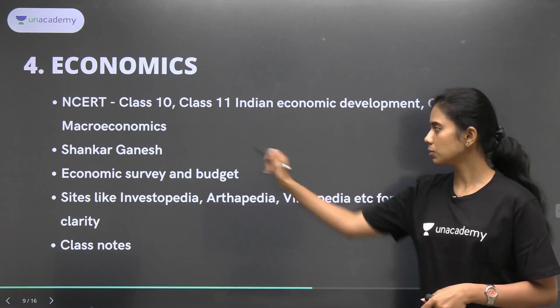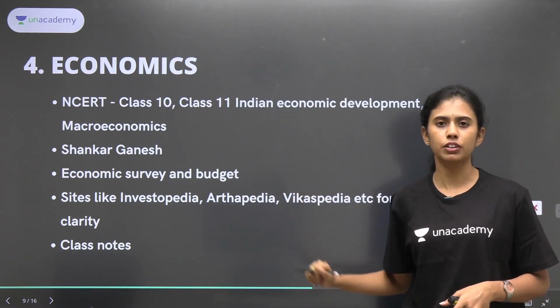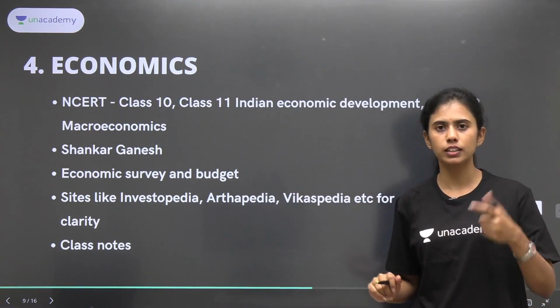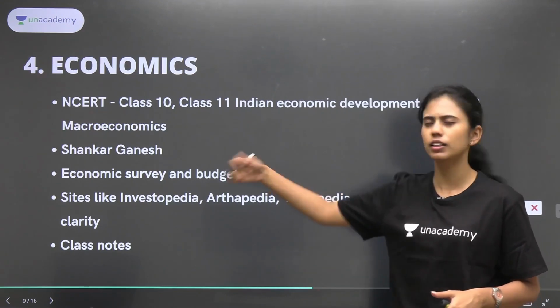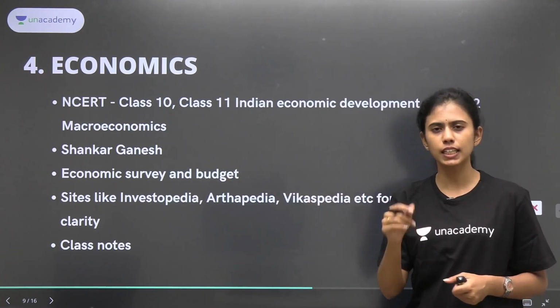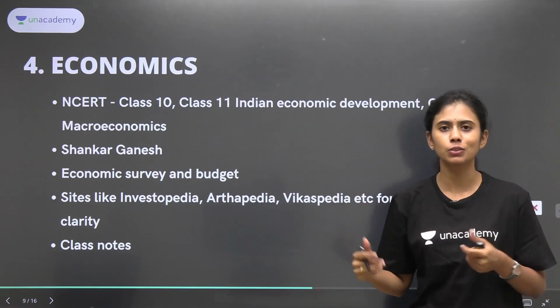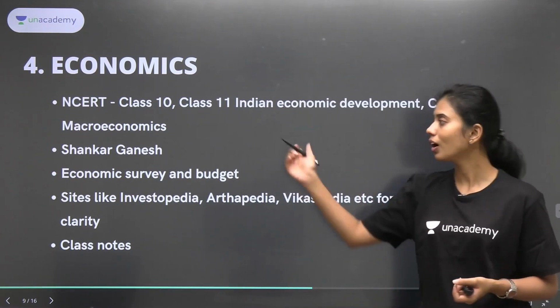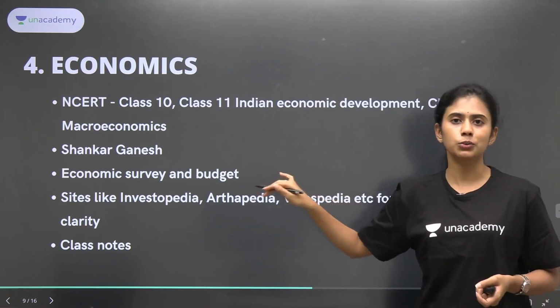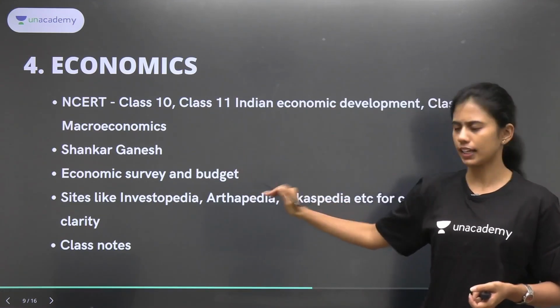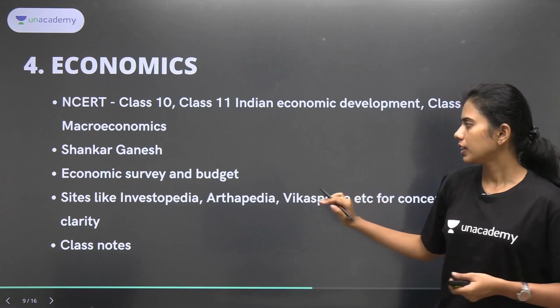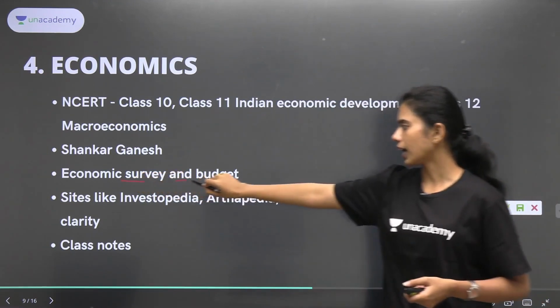Similarly, there is this book called Shankar Ganesh, which I refer to. Other people also say that there is Ramesh Singh, but I think Shankar Ganesh is more precise and light. Ramesh Singh is very bulky, and I was a person who couldn't understand the A of economics. So I thought I'll go with the lighter version, which is Shankar Ganesh. I use that book.